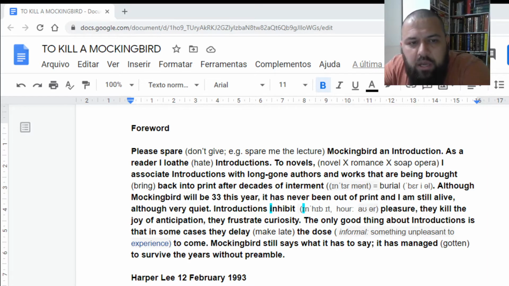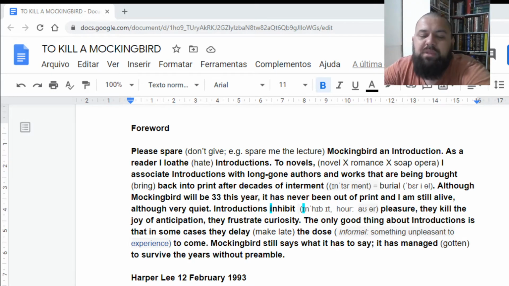Interment. Although Mockingbird will be 33 this year, it has never been out of print, and I'm still alive, although very quiet. Introductions inhibit pleasure, they kill the joy of anticipation, they frustrate curiosity. We're talking about the spoilers. The only good thing about introductions is that in some cases they delay the dose to come.